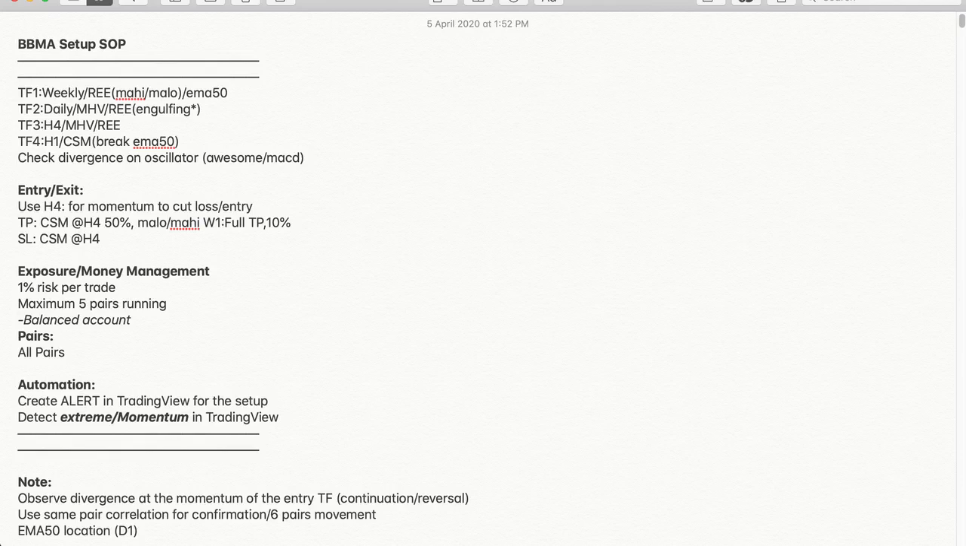Our main entry point is at H4. That is where our TP and our cut loss is. We use 1% of our risk per trade and we trade a maximum of 5 pairs at the same time. Okay, let's review the last week's trade.